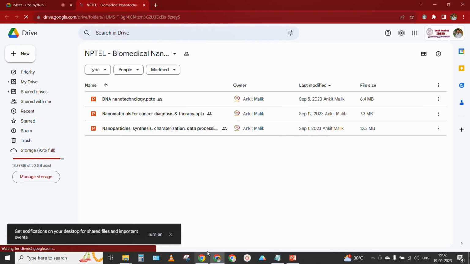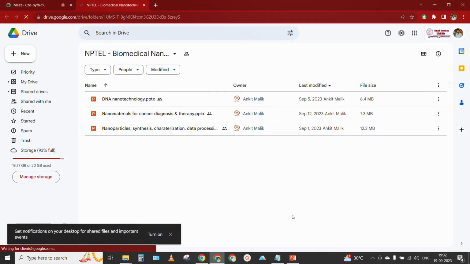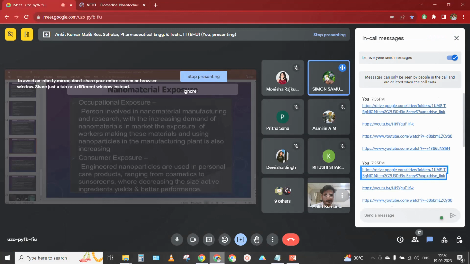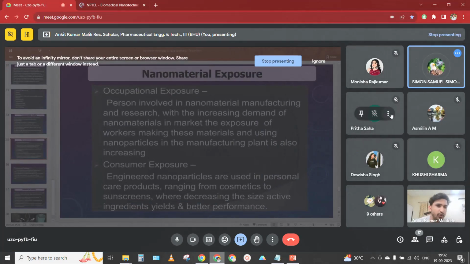Excuse me. I see that there's occupational exposure, nanotoxicity. So the question is, how long are these people advised to work while exposed to nanoparticles? Just drop your question in the chat box, Seema. Your voice is not that clear.